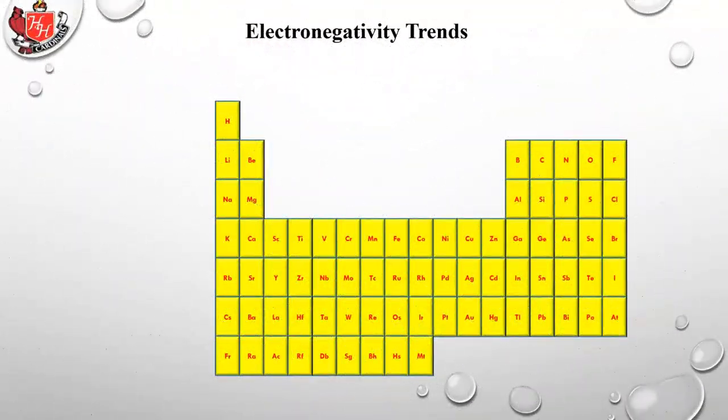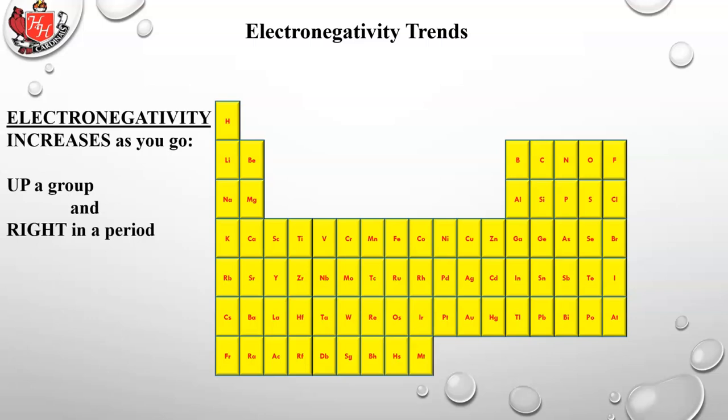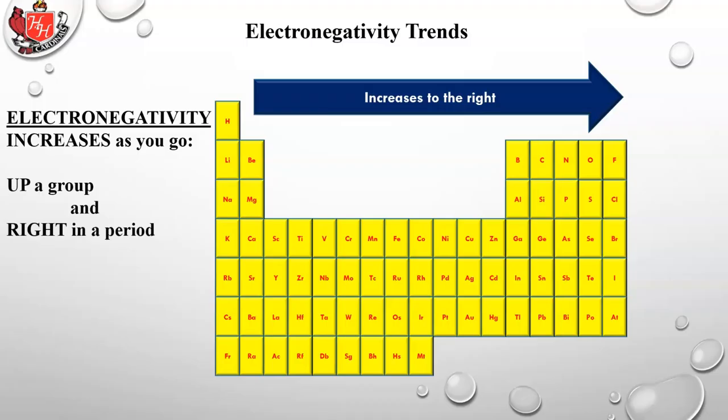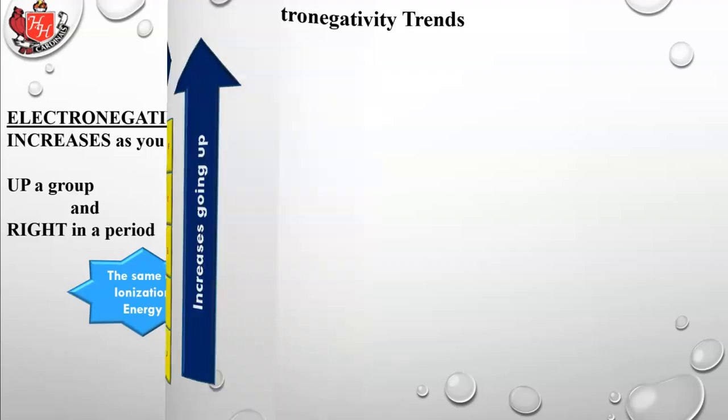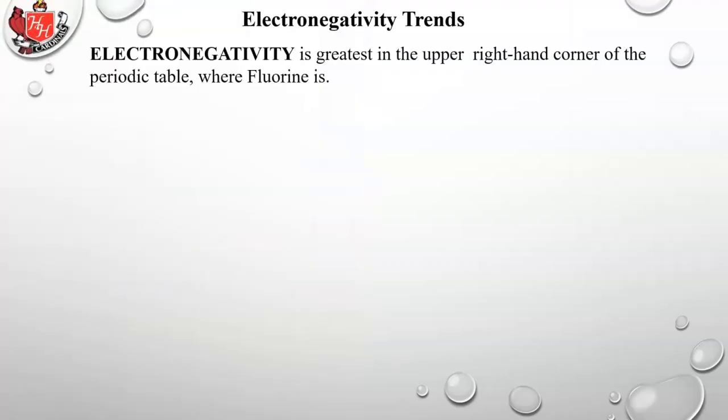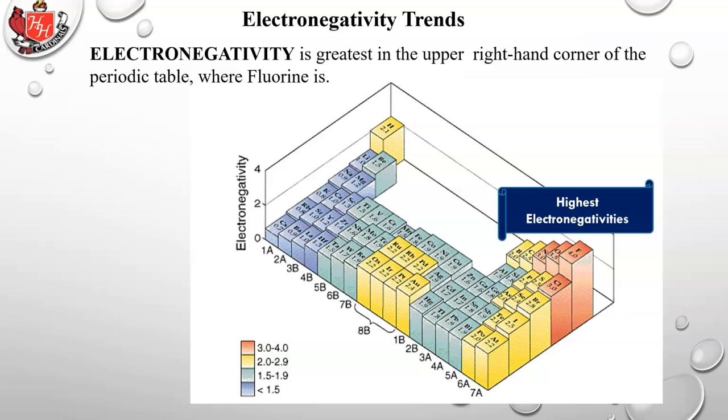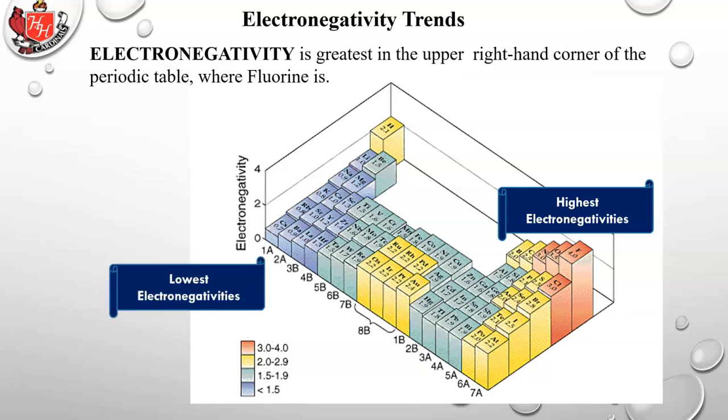So let's look at the trends in electronegativity. Electronegativity increases as you go up a group and to the right in a period. So you'll notice that these trends are the same as they are for ionization energy. In other words, the elements with the highest electronegativity are in the upper right-hand corner of the periodic table. Those are the non-metals. They have the highest electronegativities. Electronegativity is greatest in the upper right-hand corner of the periodic table where fluorine is. So you see there is another perspective diagram, and it's very similar to the one for ionization energy.